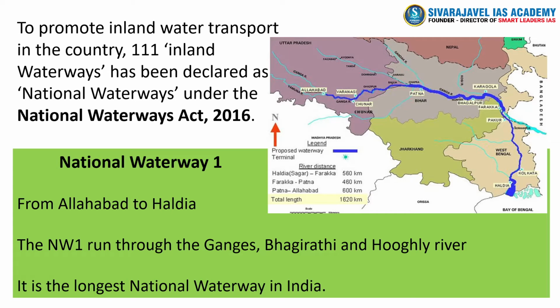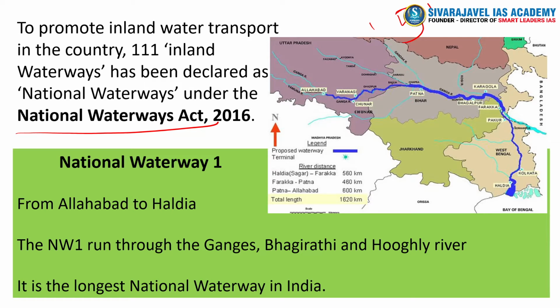So we know that waterways are much cheaper and environmentally more friendly than other forms of transport such as railways, roadways or even airways. To promote inland water transport in the country, 111 inland waterways were declared as national waterways under the National Waterways Act of 2016. Remember that there were only 5 national waterways before this act in 2016, and now we have 111.